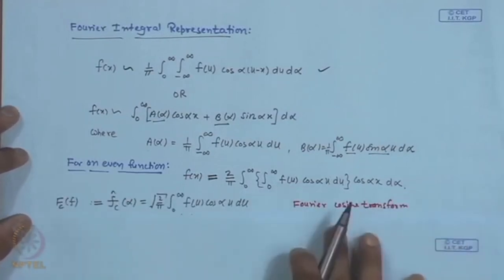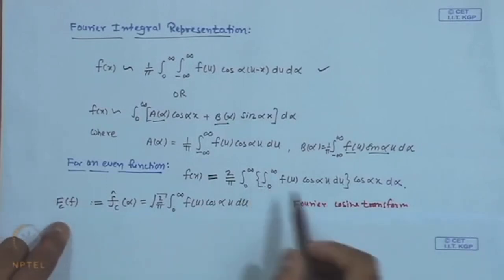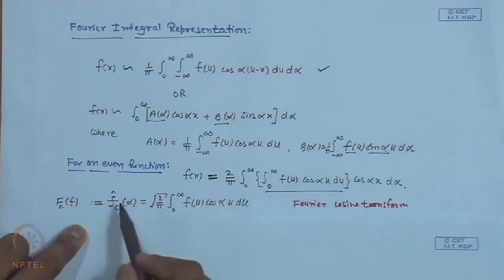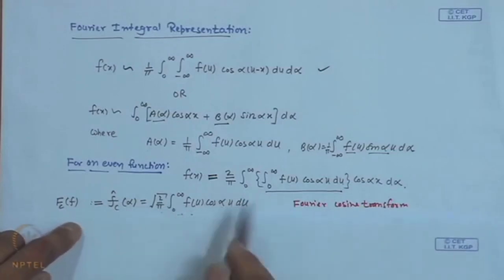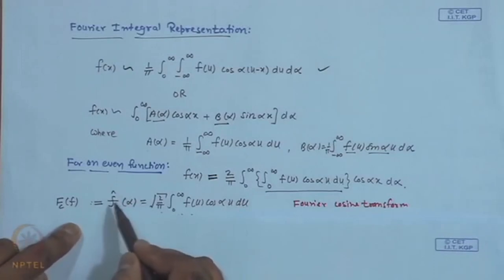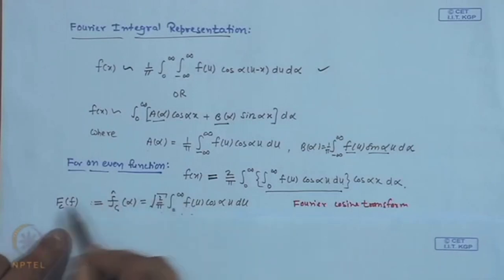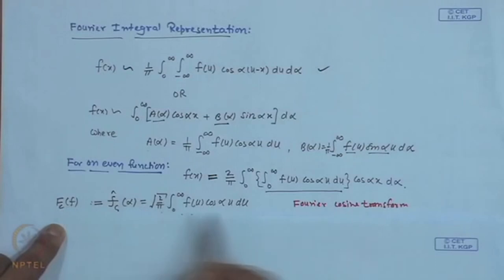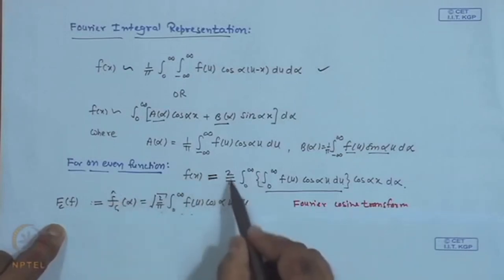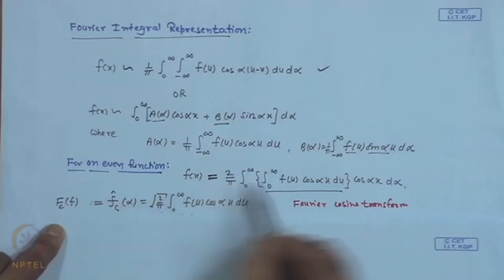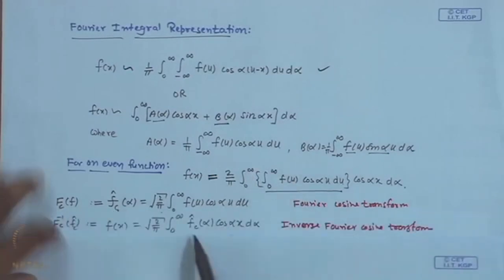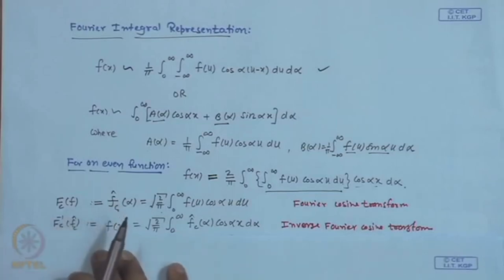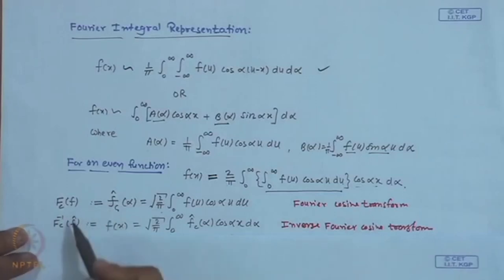Then we defined the Fourier cosine and Fourier sine transform. We take the factor square root 2 over pi, and integral from 0 to infinity of f(u) cos alpha u du. Since this is a function of alpha, we are integrating over u, so we call it f c hat of alpha, for the cosine. We also write this in operator form: F c of f, the Fourier cosine transform of f, is given by this function. Then f(x) would be, with this notation, square root 2 over pi, integral from 0 to infinity of f c hat of alpha cos alpha x d alpha. This is our f(x), and we simply call this the inverse Fourier cosine transform, F c inverse of f c hat of alpha.